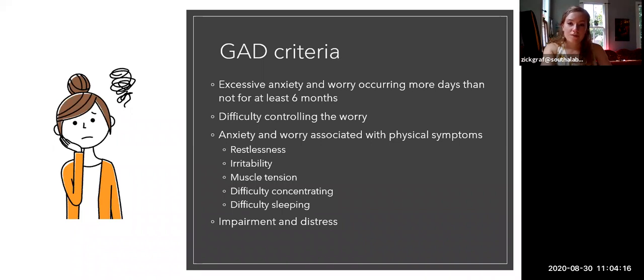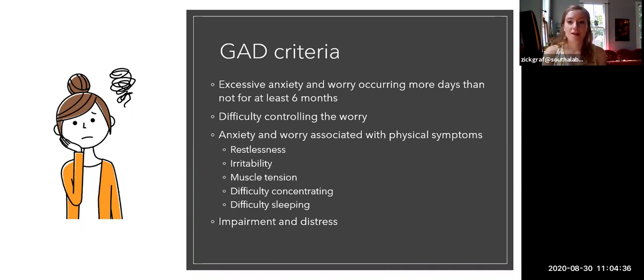So the criteria for generalized anxiety disorder are experiencing excessive anxiety and worry most of the time, so more days than not, for at least 6 months. So you don't get diagnosed with GAD if you just have a few weeks where you're really stressed out. GAD has to be a pretty prolonged experience in order for it to meet criteria for a diagnosis.